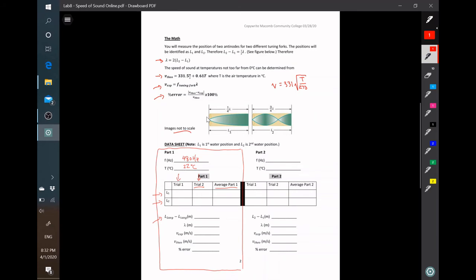After you've calculated the difference in the lengths, you can calculate the wavelength of the wave using the formula at the top. You can then calculate the experimental velocity using the third equation. The theoretical velocity you can get from the second equation, and you use those to calculate the percent error. You'll then do this for the second part of the experiment, where we used a second tuning fork with a frequency of 520 Hz. You don't have to write down any of these numbers. All this information is given in the video.